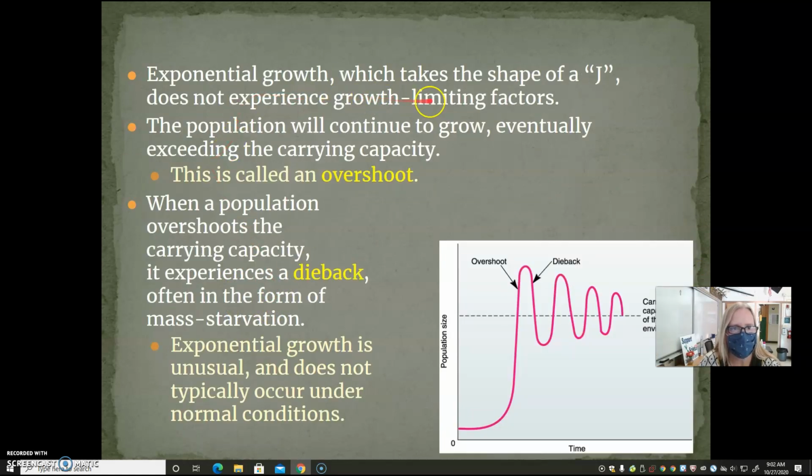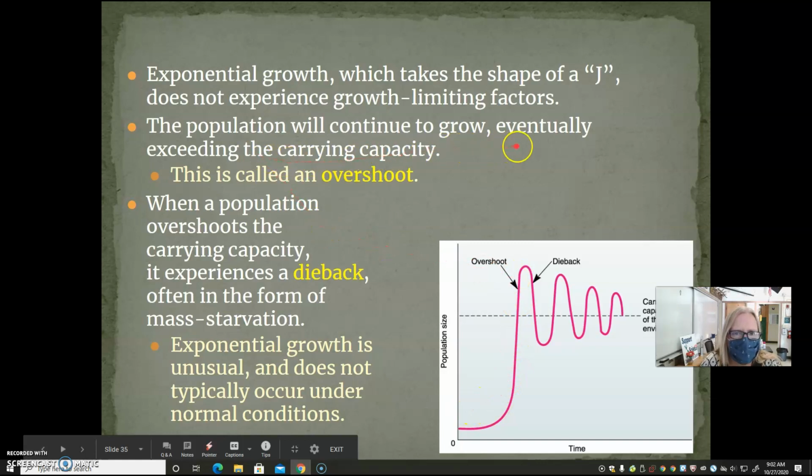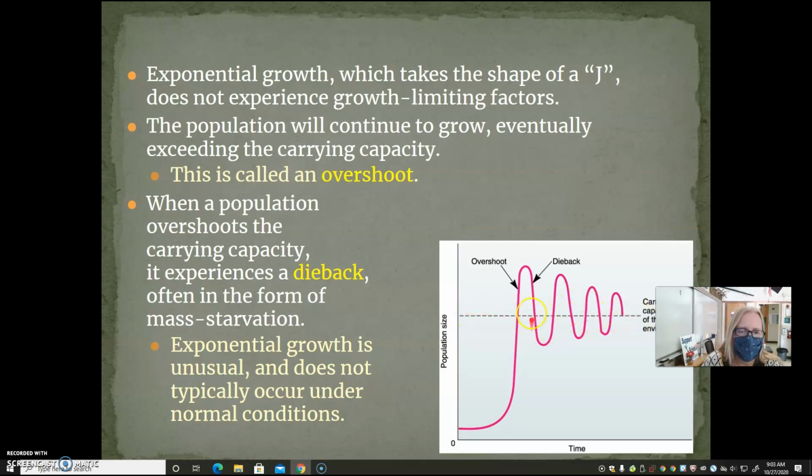So exponential growth, which takes the shape of a J as a reminder, does not experience limiting growth factors. The population continues to grow and eventually it exceeds the carrying capacity, and this is called an overshoot. So right here is an overshoot, and then you'll see a dieback. And then the populations will fluctuate, and that's what we're seeing. Like, I don't remember if you guys were able to play the deer and mountain lion game that we played outside, where the populations just varied like that. They fluctuated, but eventually you would see that carrying capacity reached. Okay, so there we talked about dieback.